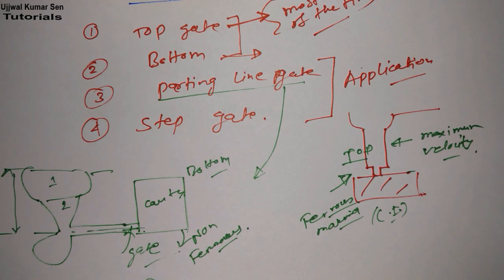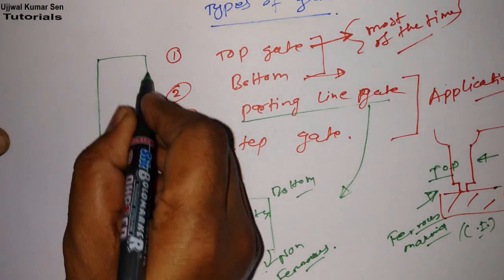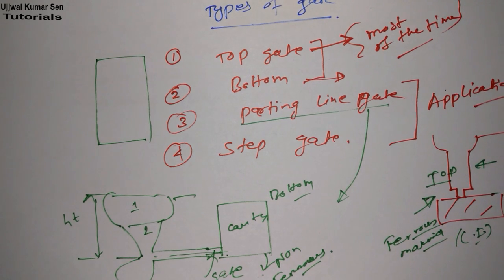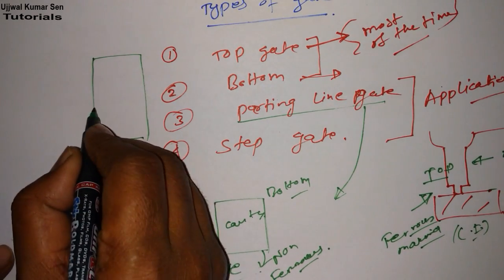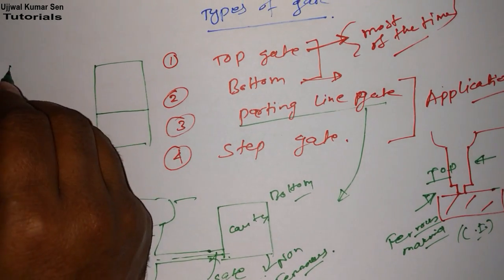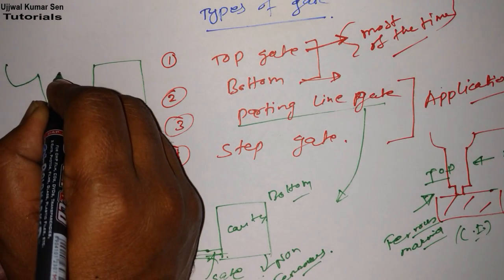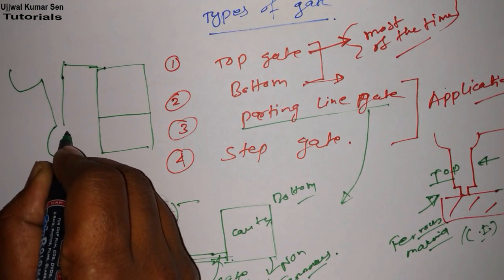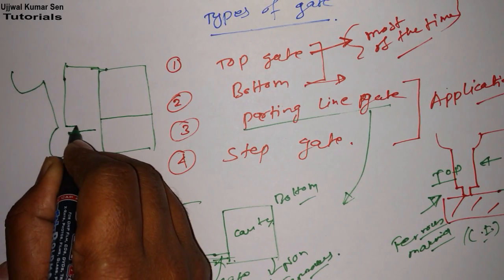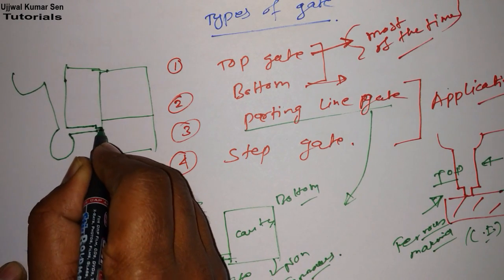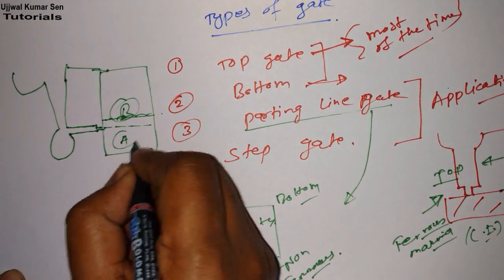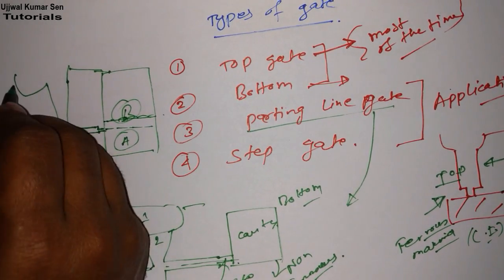Parting line gate we use to get the advantage of these two types of gate. What is it? Let me share with you. Suppose that this is a cavity, right? So in this cavity, what exactly are we doing? We are parting it. Suppose that this is A, this one is B, and here this is a height.